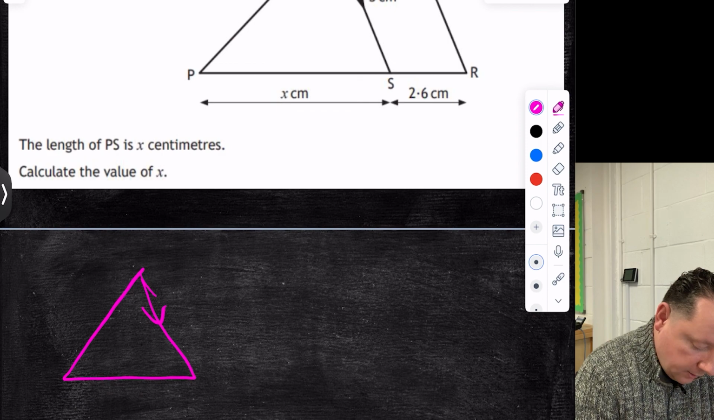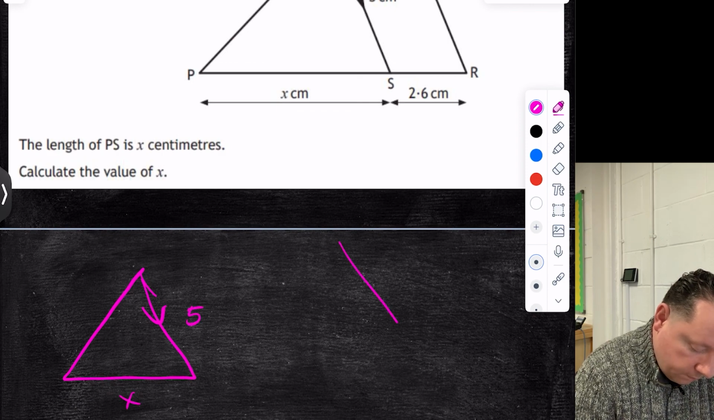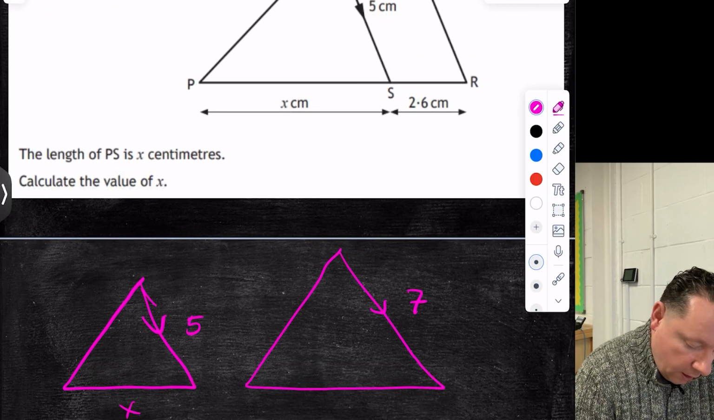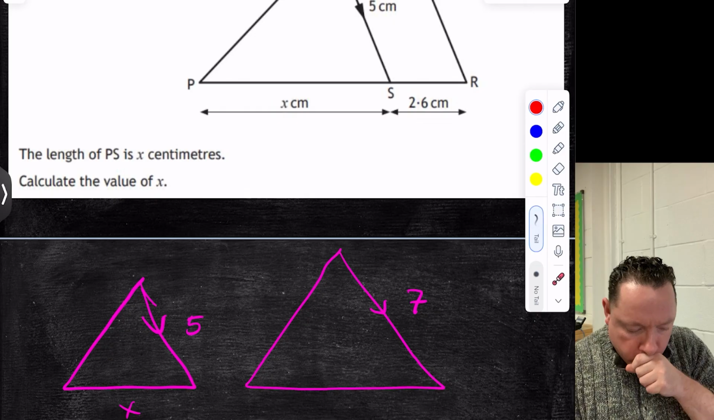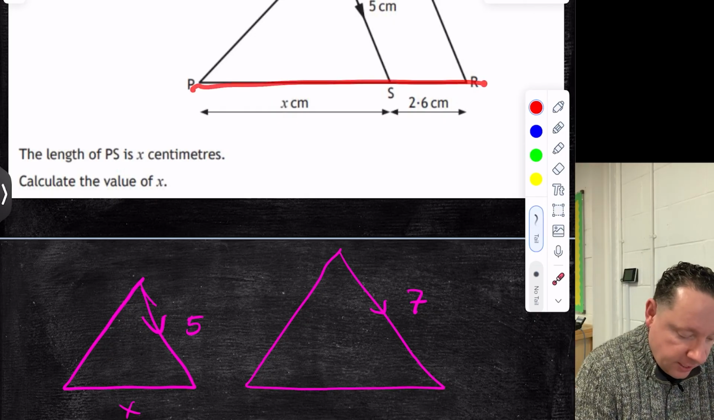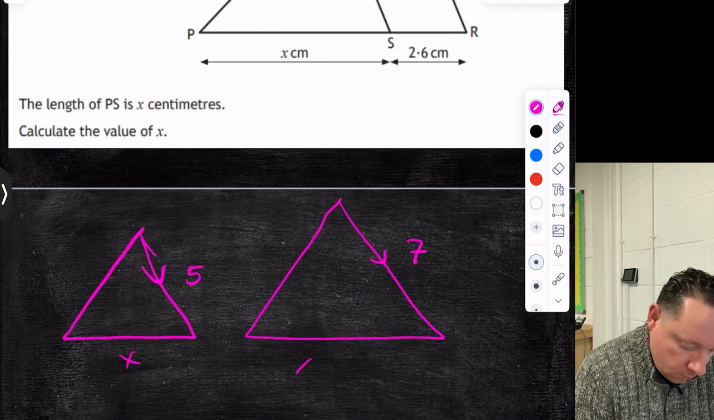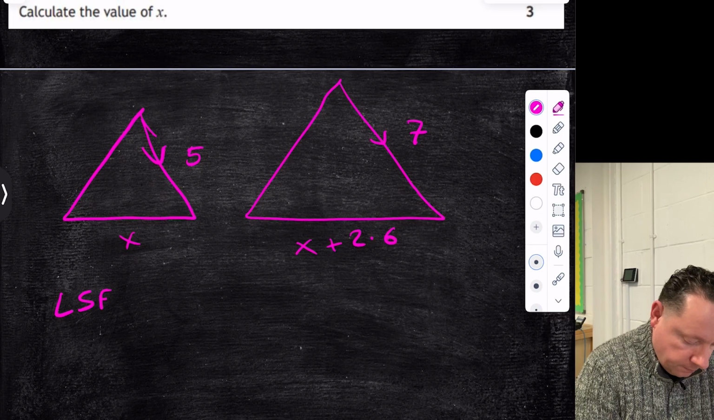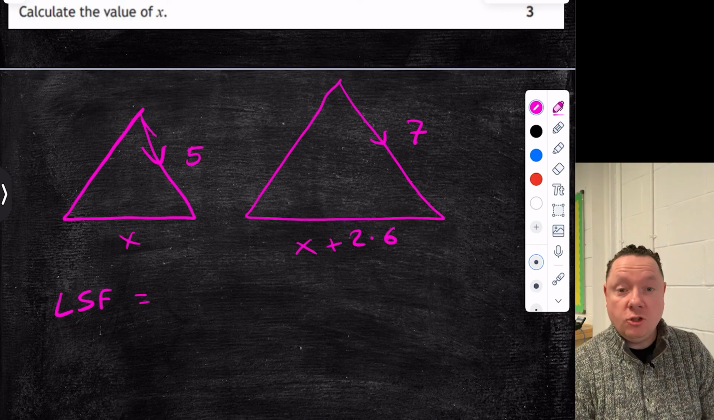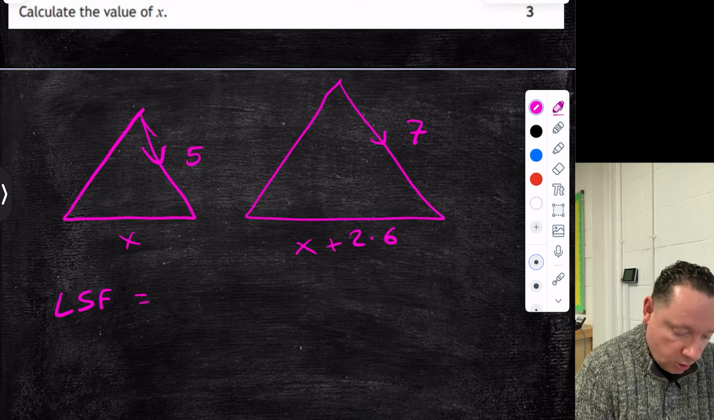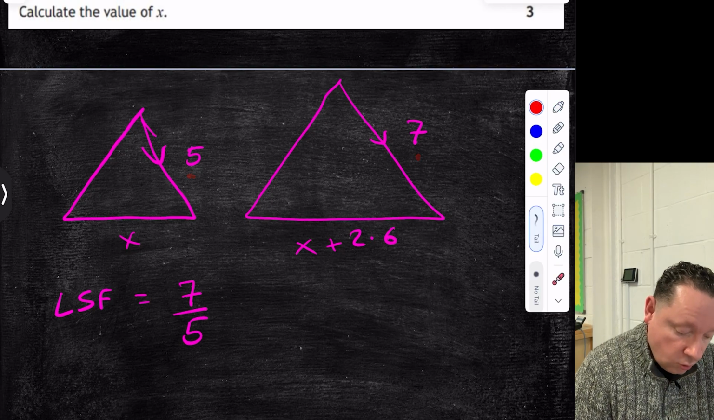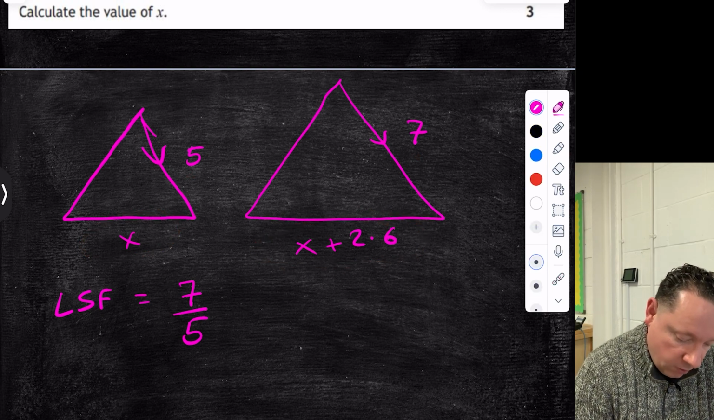That's 5 by x. And then for the big triangle, we'll just draw it a little bit bigger so you can see, that is 7. And then the bottom length is x plus 2.6. So if we think of our linear scale factor, if we just think of big triangle to little triangle, the scale factor is 7 over 5. Same side over same side. But it's also this side over that side. So I can see that that equals (x plus 2.6) over x.